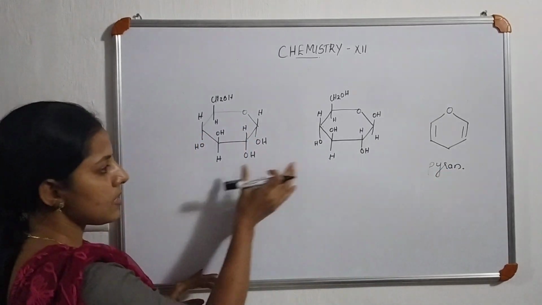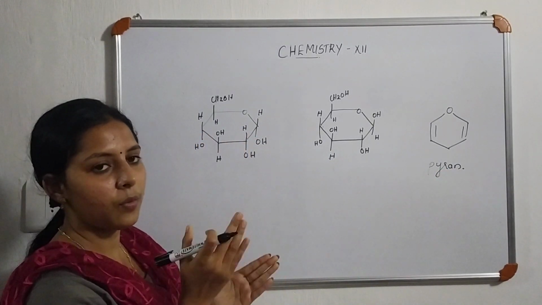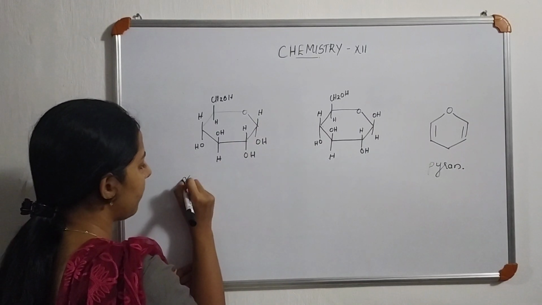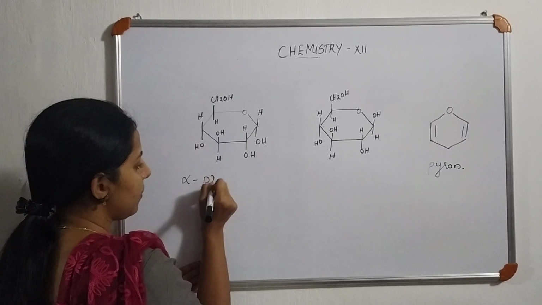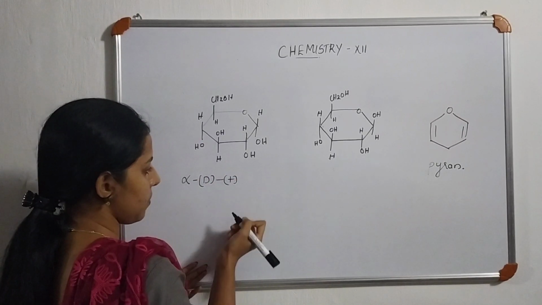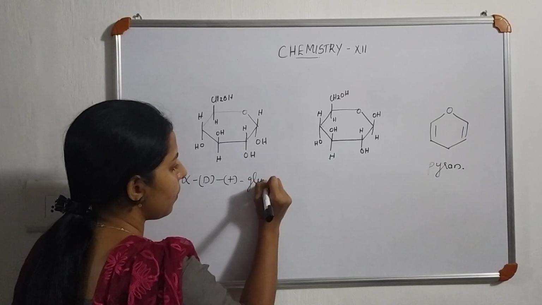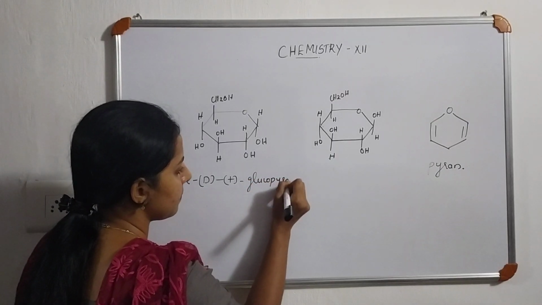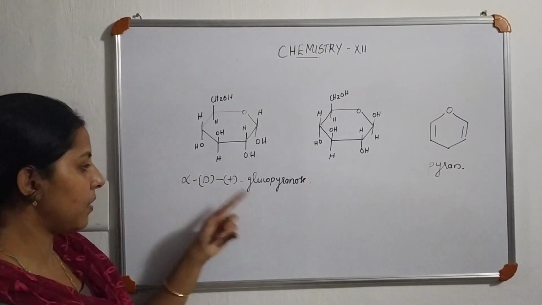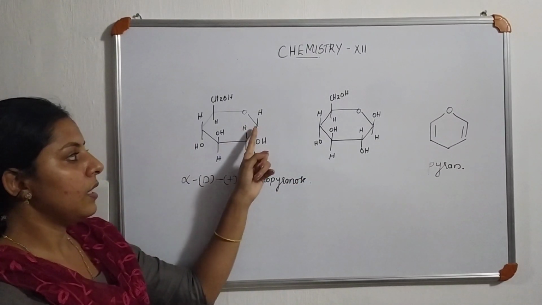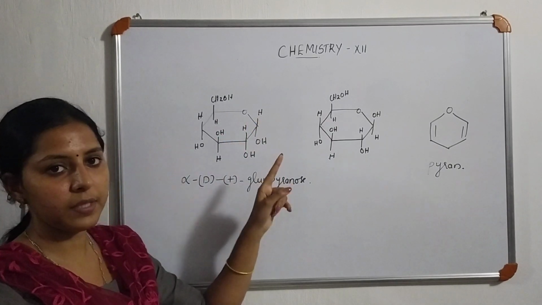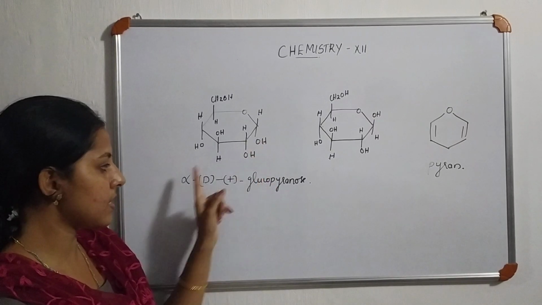So this Haworth structure of glucose can be named as, this is the alpha form, therefore alpha. It is D configuration for glucose, so D, and it is dextrorotatory, so plus, glucopyranose. Alpha D plus glucopyranose. Alpha means the OH group at the anomeric carbon, or the OH group at the first carbon, points towards right. So it is alpha.